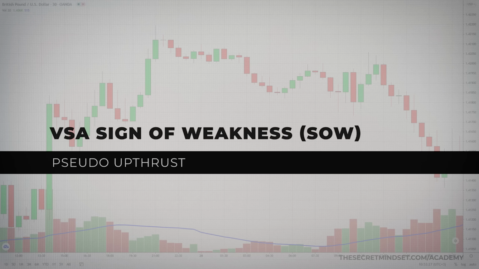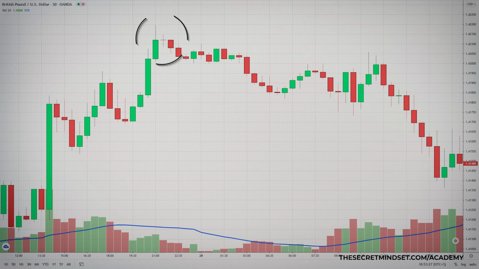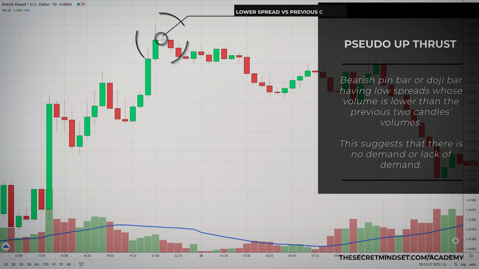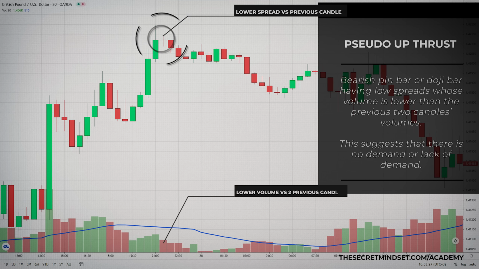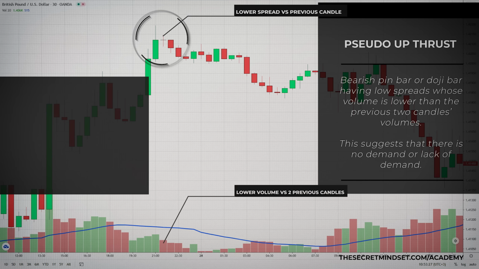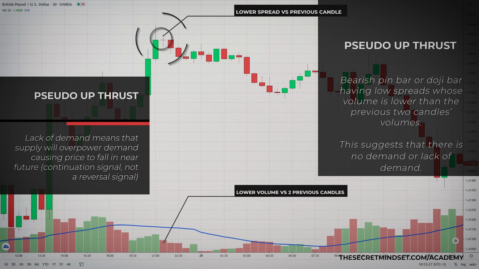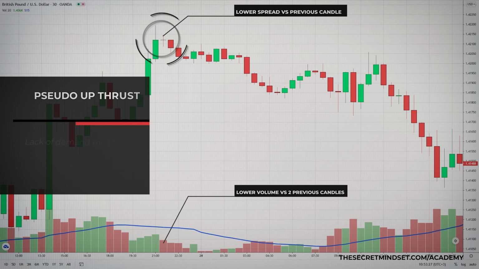Number 6. Pseudo upthrust. The pseudo upthrust is a bearish pin bar or a doji bar having low spreads whose volume is lower than the previous two candles' volumes. This suggests that there is no demand or a lack of demand. Lack of demand means that supply will overpower demand, causing price to fall in the near future. Also, the pseudo upthrust is a continuation signal and not a reversal signal, so it's effective only if it appears after bearish momentum or appears after a sign of weakness in the direction of the trend.